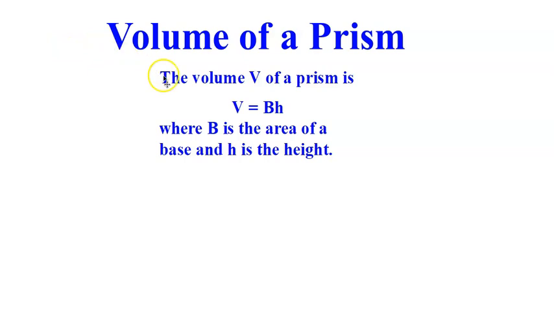Volume of a prism is B times H, where B is the area of the base, okay? So this is base times height, but this is the area of the base, not the length of the base. And since this is the area of the base, that means the formula is going to be different depending on which kind of prism you have.